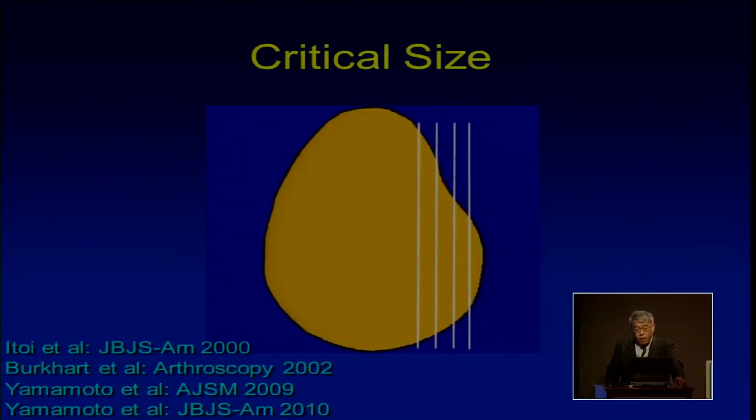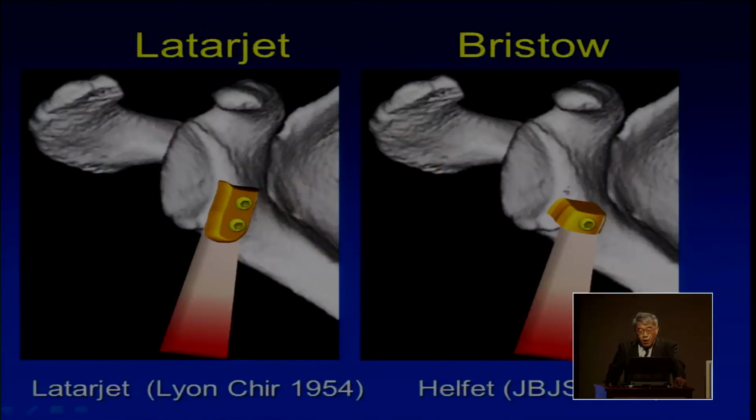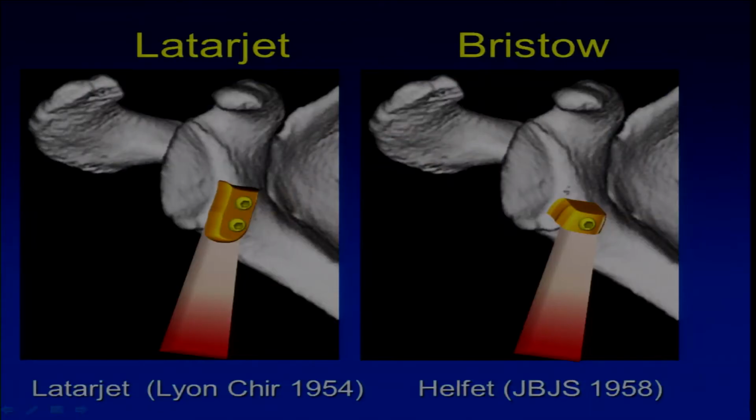And we found that when the defect was 25% of the glenoid width, exactly what Steve Burkhart said, that's the critical size of the glenoid bony defect. So there is a consensus about the critical size of the bony defect of the glenoid. It's 25% of this width, which is equal to almost 20% of the length. If the bony defect is larger than 25%, then we do bone graft or coracoid transfer.